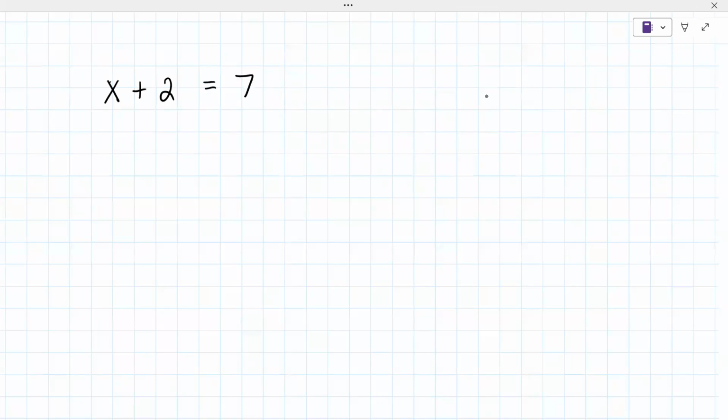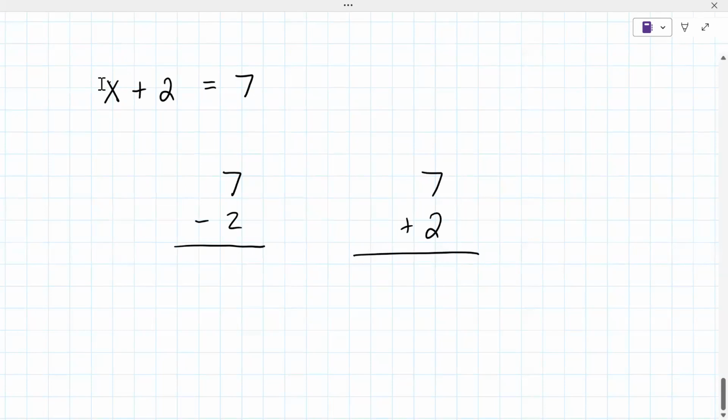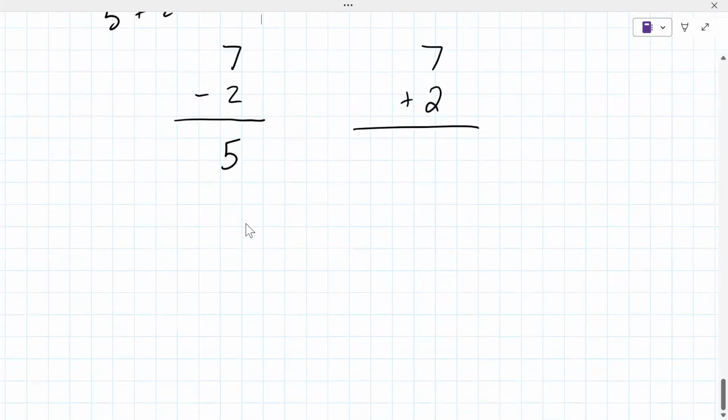Okay. And my question to you is, is it 7 - 2 or is it 7 + 2? Which is the right one to figure out this number x? Basically, you have to decide. It's 7 - 2. So you're saying 5. 5 + 2 is 7, and it is. Good. Okay, that's good.